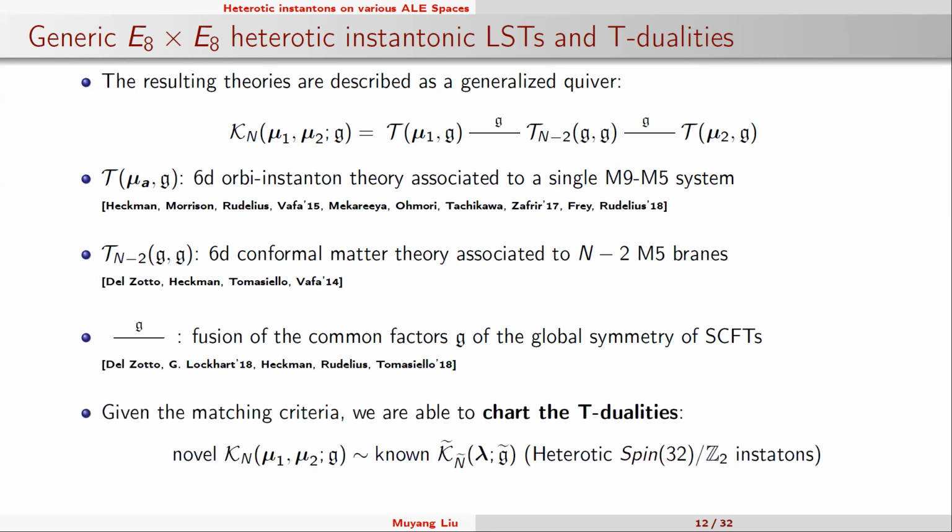And given the matching criteria associated with the group structures and the Coulomb branch dimensions, we are able to check the T-duality between the novel Lagrangian series we found by fusing the components, as well as the known heterotic Spin(32)/Z2 instantons.